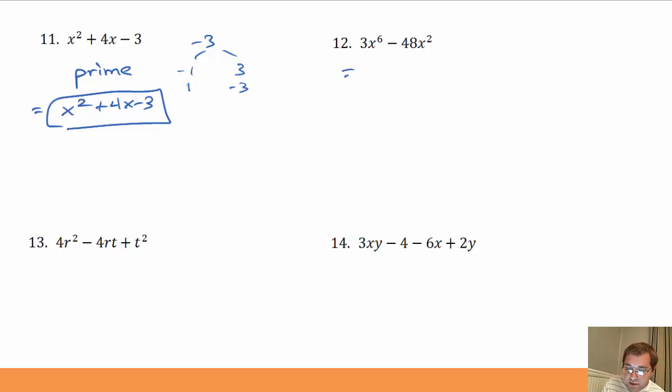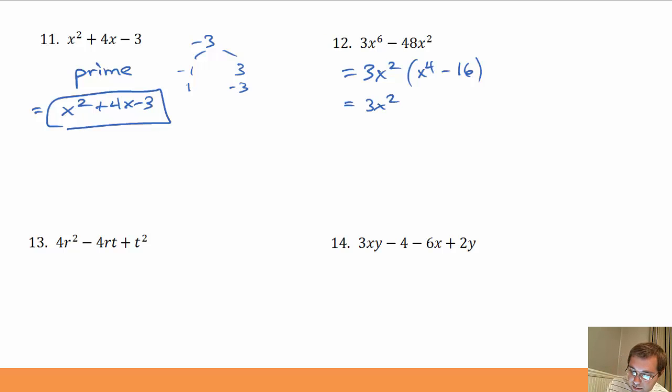Look for a greatest common factor. Hey, 3 goes into both 3 and 48. I can take a 3 out, and x squared out. Alrighty, so 3x to the 6th divided by 3x squared is x to the 4th. 48 divided by 3, well, 3 goes into 4 once, with a remainder of 1. 3 goes into 18 6 times. So we have 16 and a minus, and we already took out the x squared. So we got 3x squared times x to the 4th minus 16.